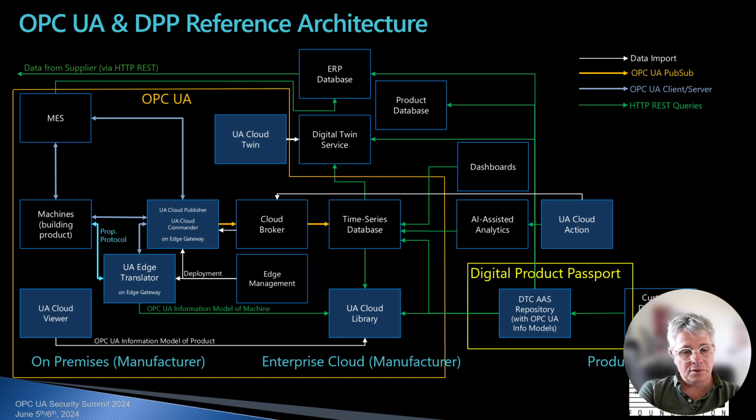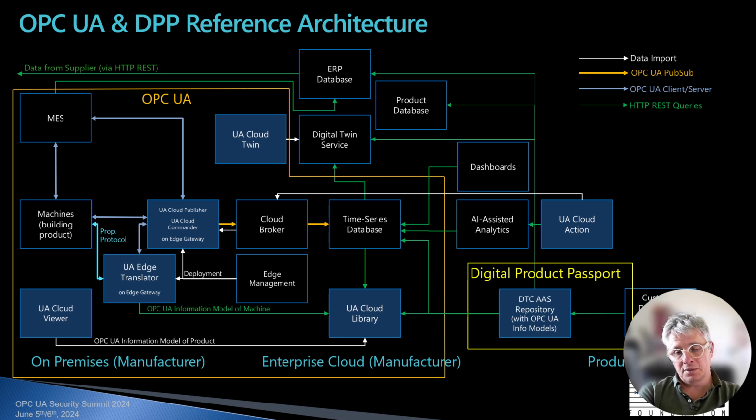Then, of course, you have some sort of product database, which defines what your product is made up of, including bill of materials and so on. And you're probably going to have some sort of dashboard that shows production information, like for condition monitoring, OEE calculation, stuff like that. And then, of course, you can analyze the data using AI-assisted tools. This is pretty common, and then take action on that analysis, for example, to optimize your production line, and for that, we've also provided a reference implementation called UA Cloud Action.